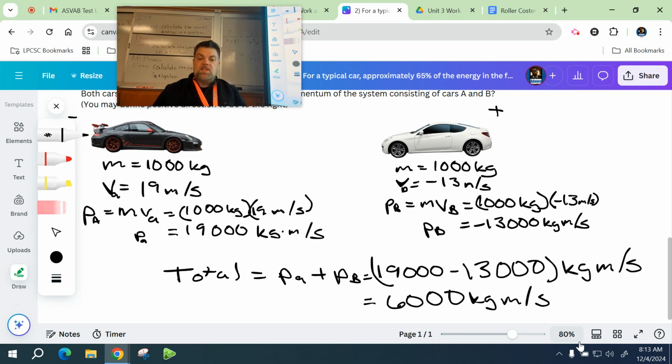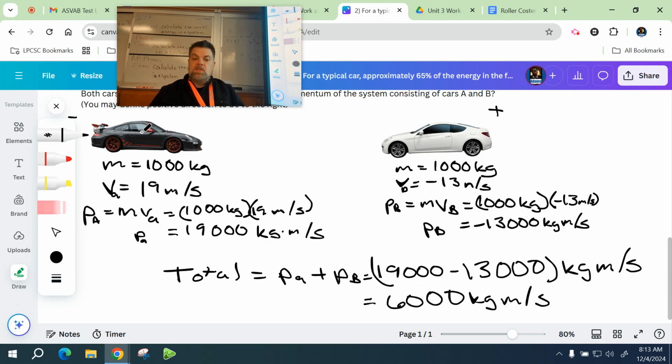And so what does that mean? That means if these two cars accidentally hit each other, because this one has a greater momentum, they're both going to, and it depends on if they get stuck together or not, and I don't want to make this problem into a collision, but basically both cars would end up going to the right. Does that make sense?